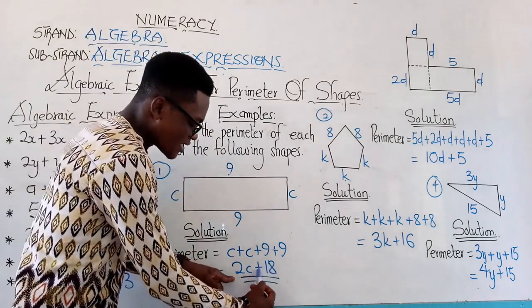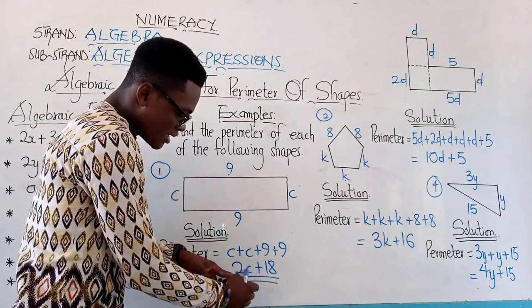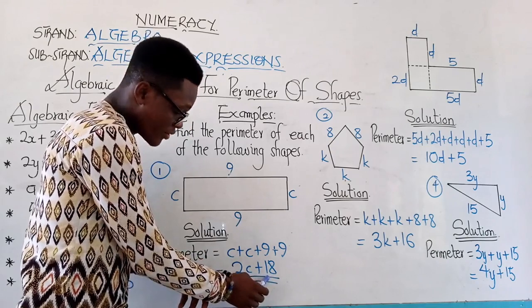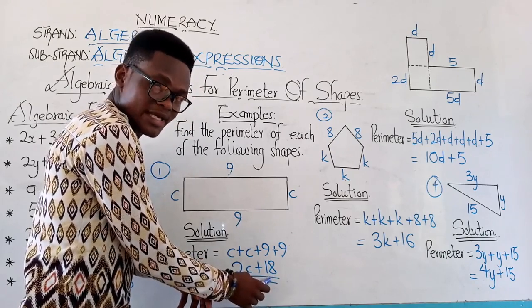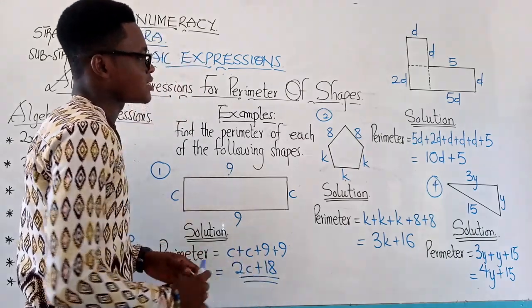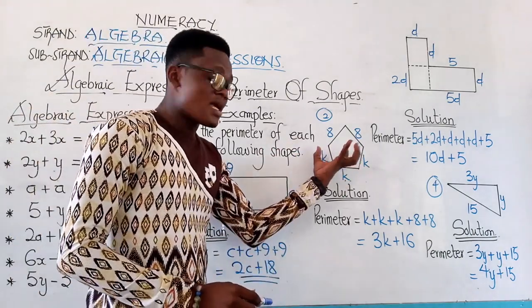Here we can't add further because they don't look alike. This 2C is a variable, and 18 is a number, a constant term. Okay, this is a constant number. So 2C plus 18.